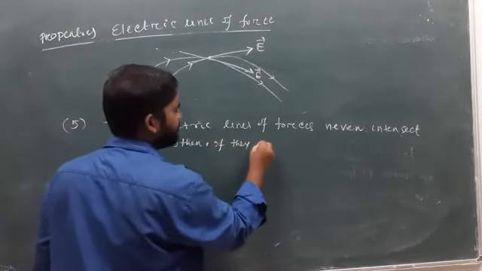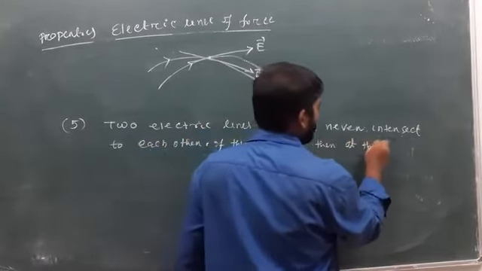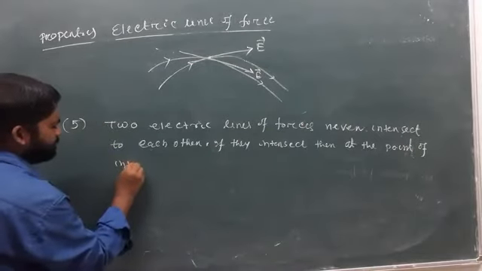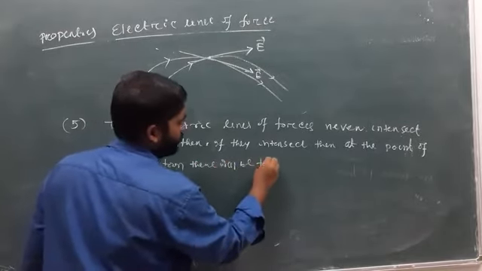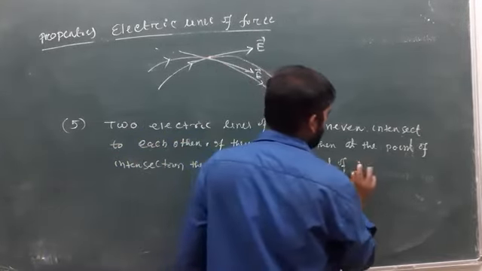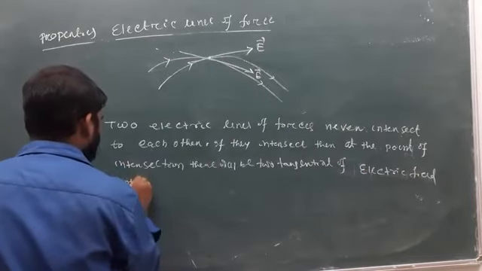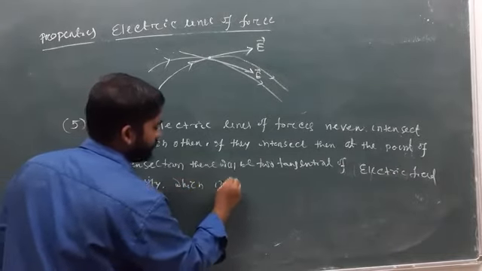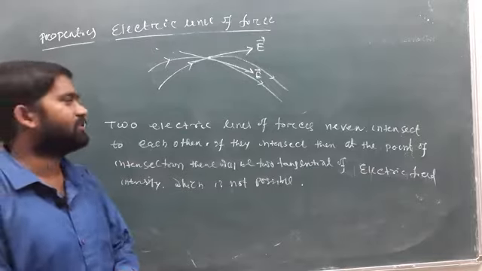If they intersect, then at the point of intersection there will be two tangential directions of electric field intensity, which is not possible. So that's why two electric lines of force never intersect each other.